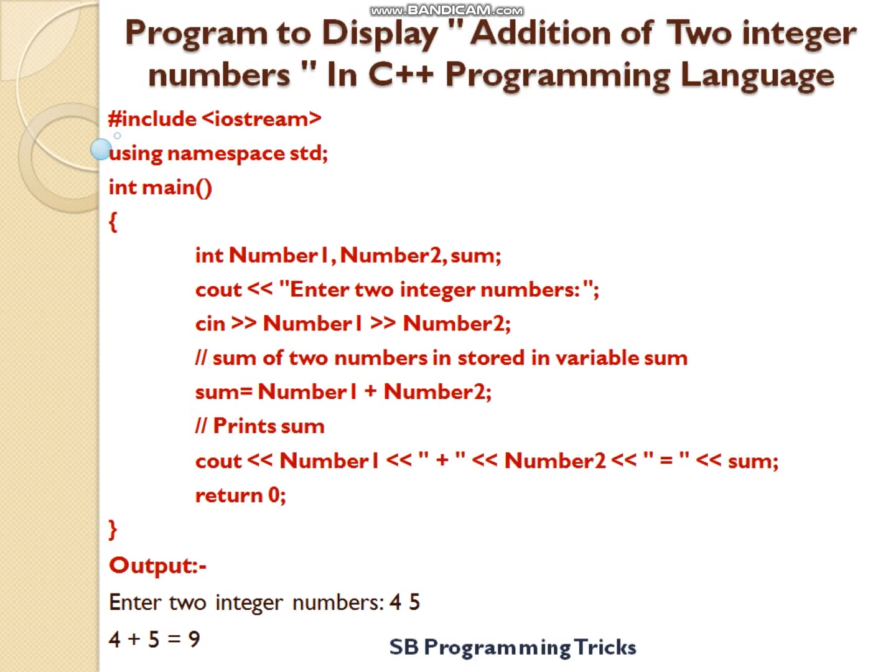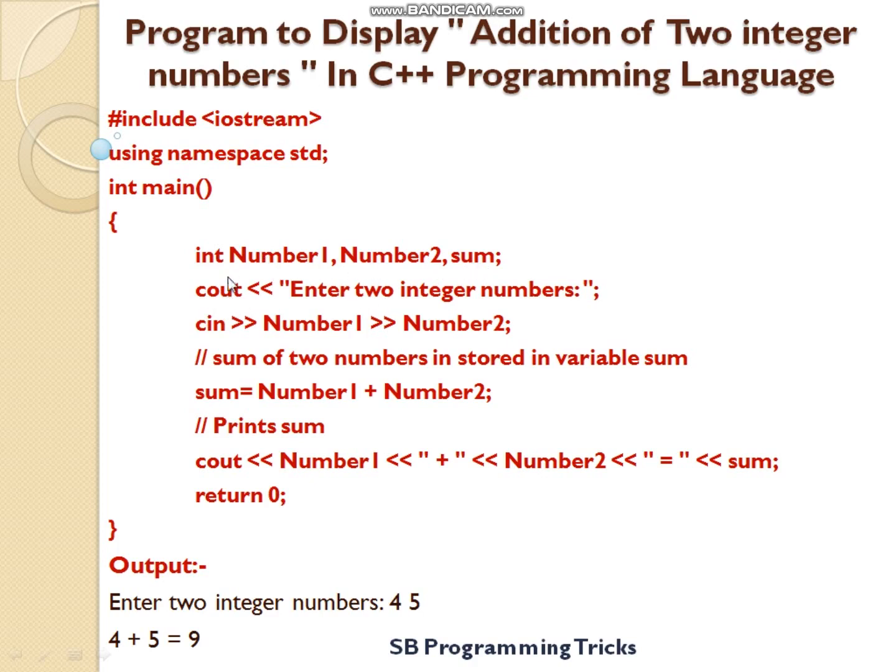Now the second one is number1, number2, then sum. Number1 is a variable, number2 is a variable, and sum is a variable. Now first you have to perform the operation, addition of two integer numbers. The formula for calculating the addition is sum equal to number1 plus number2. Then you require three variables: number1, number2, and sum.